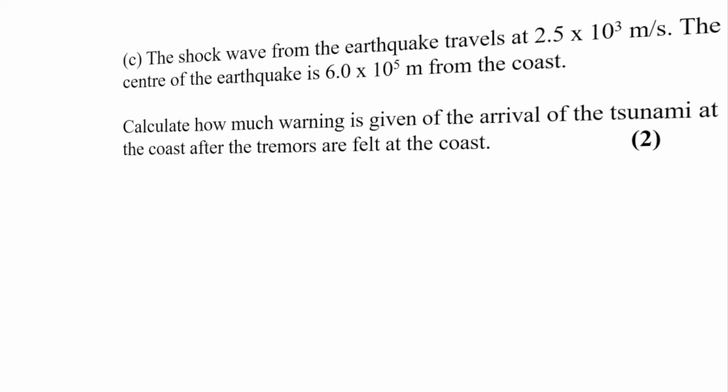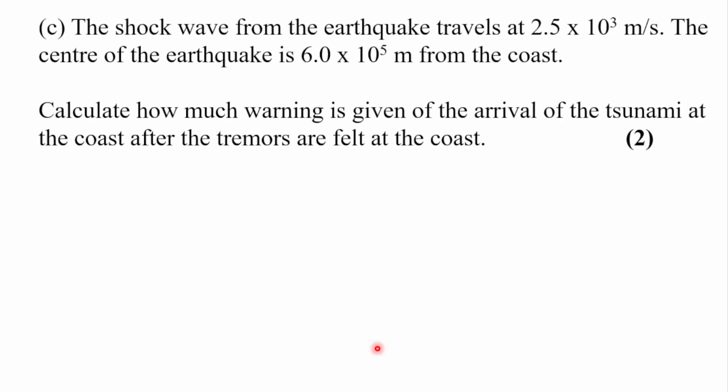All right. So part C now is that the shock wave from the earthquake travels at 2.5 times 10 to the 3 meters per second. So that's the speed that the shock wave is traveling at. The center of the earthquake is 6.0 times 10 to the 5 meters from the coast. We're asked to calculate how much warning is given of the arrival of the tsunami at the coast after the tremors are felt at the coast. So here we have the distance and we have the speed, and then we can use that to find time.